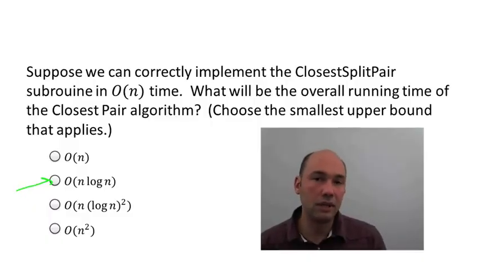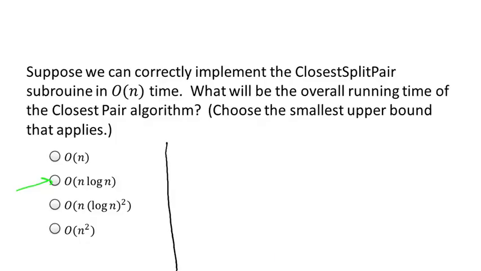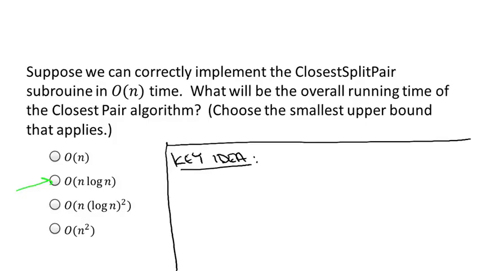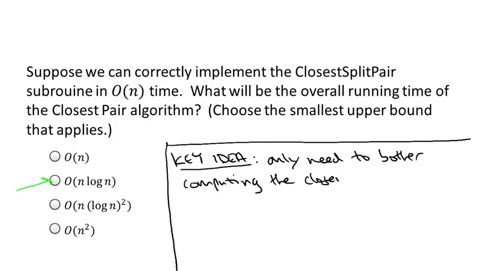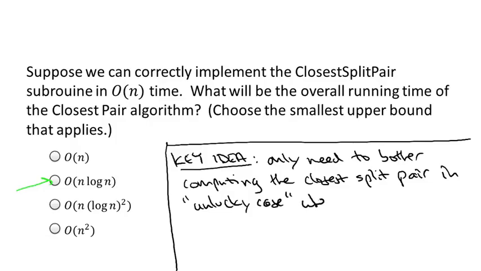Now, I'm going to proceed in a little bit to show you how to implement closest split pair, but before I do that, I want to point out one subtle but key idea, which is going to allow us to get this linear time correct implementation. So the key idea is that we don't actually need a full-blown correct implementation of the closest split pair subroutine. I'm not actually going to show you a linear time subroutine that always correctly computes the closest split pair of a point set. The reason is that's actually a strictly harder problem than what we need to have a correct recursive algorithm.